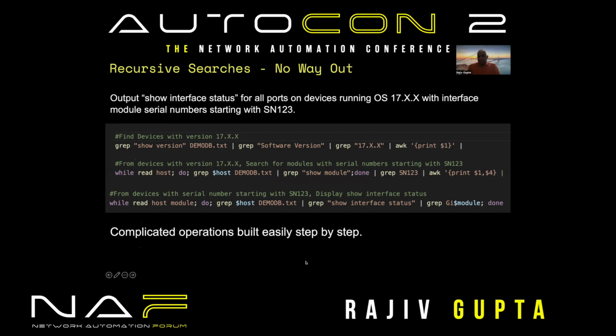And I'm not going to go through this one, but what I want you to see is I'm searching the database once to find the software version. Then I take that information and feed it back into another search of the same database, and I find the modules with the serial number. And then I feed that back and I list the show interface status of only those modules. So that's probably a complicated example, but you can see you can just keep searching the same database over and over.